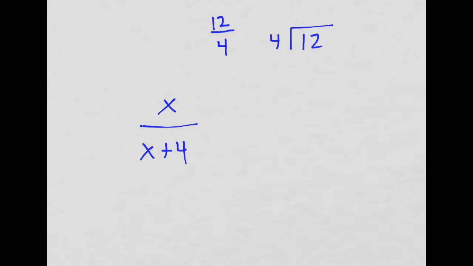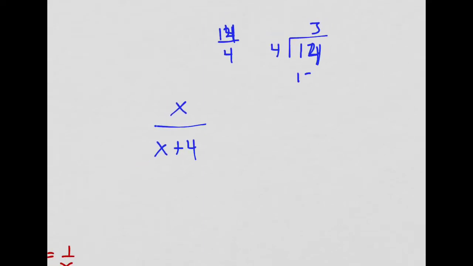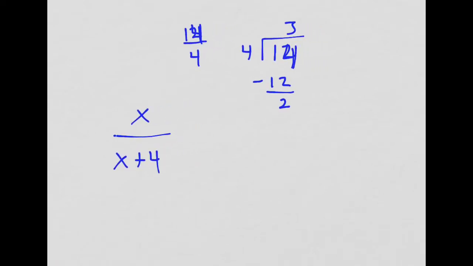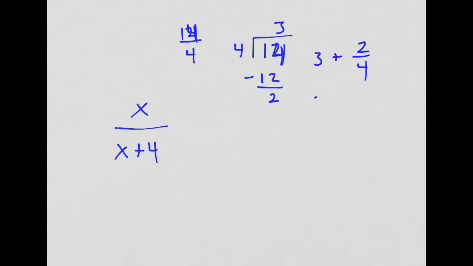But what if it was 14 divided by 4? Okay, well, that's okay. I can say this is 3. That still gives me 12, and I subtract them. And that gives me a remainder of 2. So I have 3 plus 2 over 4, which is the same thing as 3 plus 1/2. So it's 3.5. That's nice.